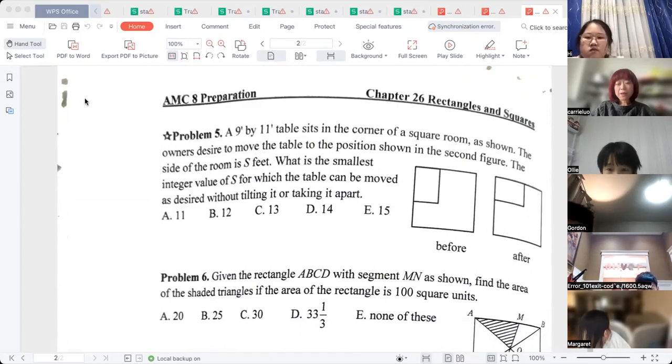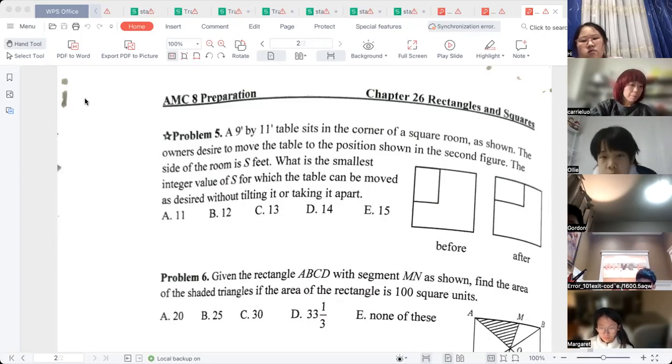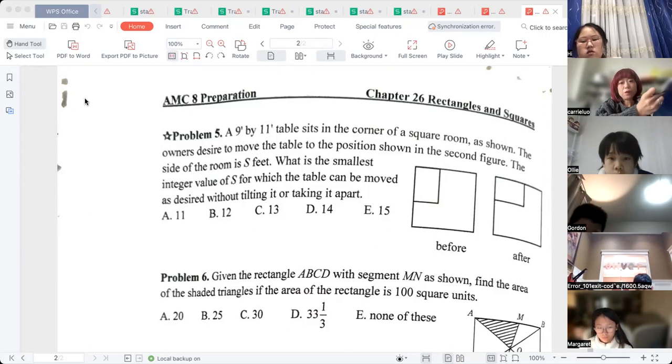A 9 by 11 table sits in the corner of a square room as shown. The owner designed to move the table to the position shown in the second figure. The side of the room is s feet. What is the smallest integer value of s for which the table can be moved as desired without tilting it or taking it apart? Okay, everybody take a look at this one. First of all, I think a lot of students don't understand what it means, right? What is the question talking about?